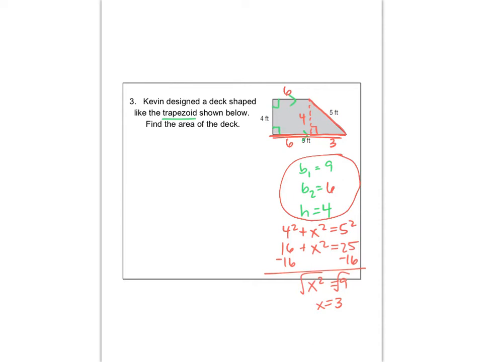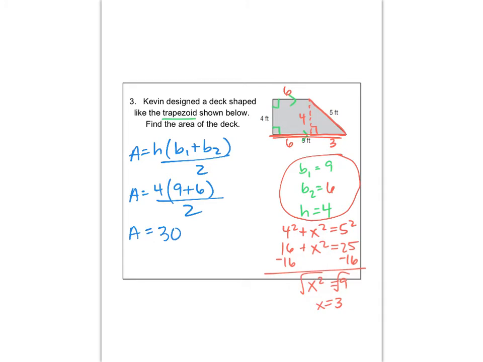We can do the area of the trapezoid. So remember, it's height times base 1 plus base 2, divide by 2. So let's fill in what we know. The height is 4. The bases are 9 and 6. And then divide by 2. This one I think we can do in our head. 9 plus 6 is 15. And 4 divided by 2 is 2. So 2 times 15 is 30, I think. 30 feet squared. Feel free to use your calculator to double check that, see if we got it right.